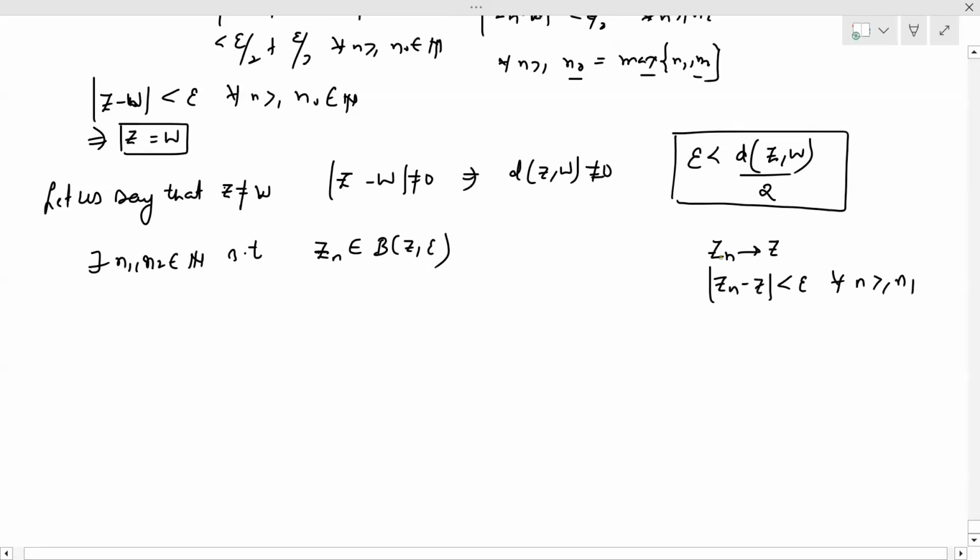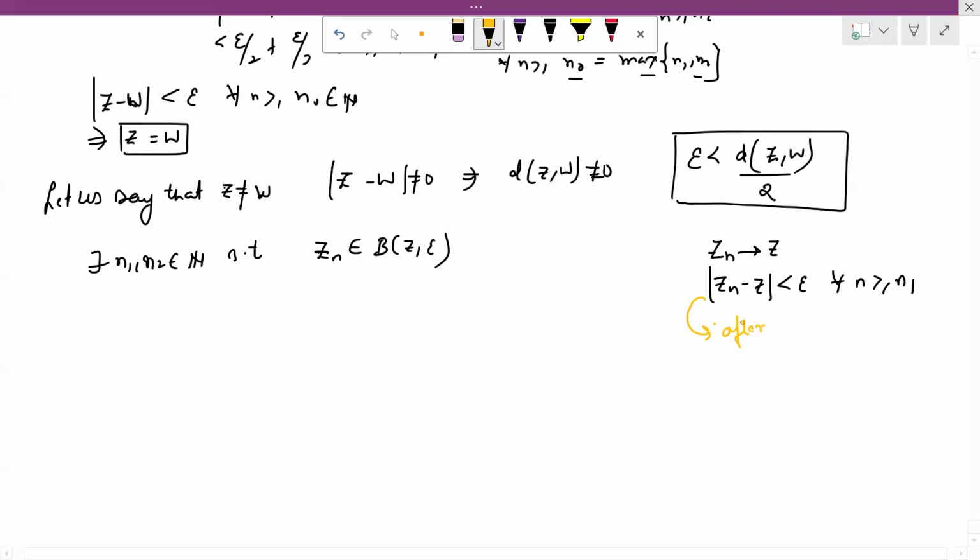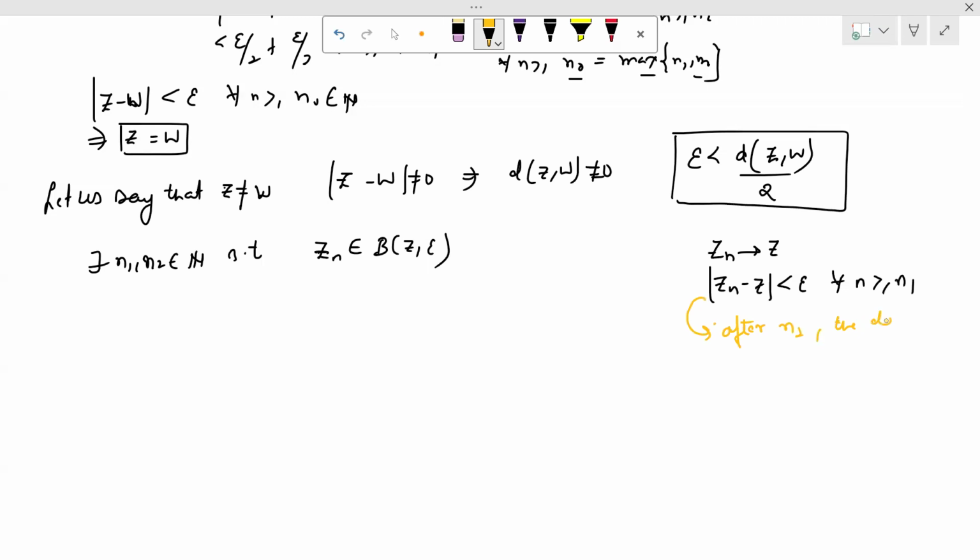Okay. So basically, what does it mean? It means that after n1, the elements of the sequence, see, after n1, what is happening? After n1, I can write that |Zn1 minus Z| will be less than epsilon. I can write that |Zn1+1 minus Z| is less than epsilon. It implies that after n1, the elements of the sequence will be contained in an open ball centered at Z and of radius epsilon.